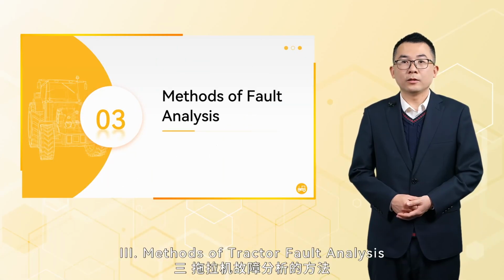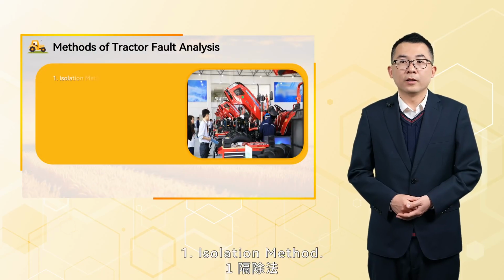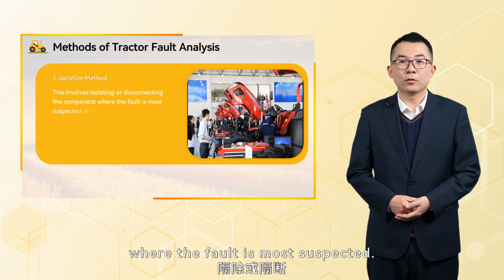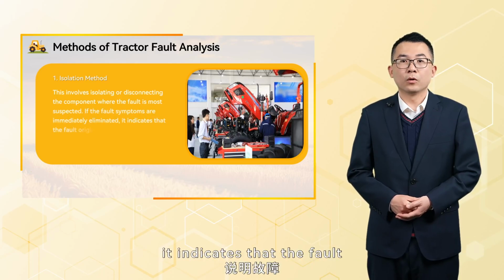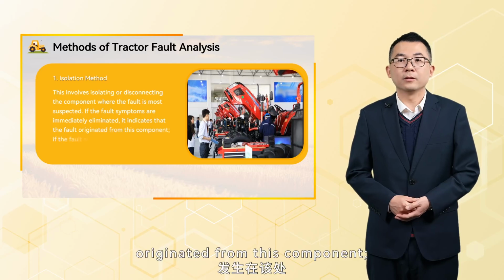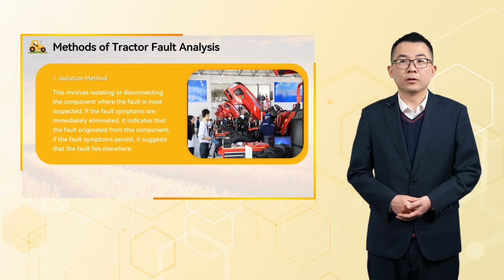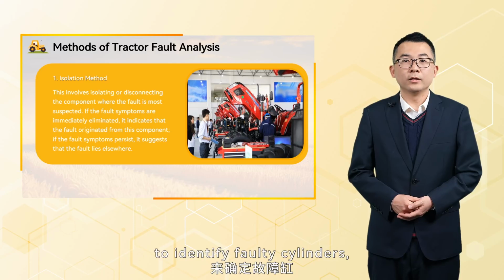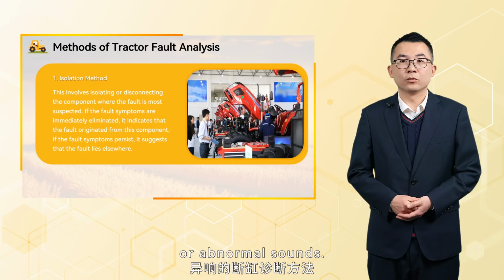3. Methods of tractor fault analysis. 1. Isolation method. This involves isolating or disconnecting the component where the fault is most suspected. If the fault symptoms are immediately eliminated, it indicates that the fault originated from this component. If the fault symptoms persist, it suggests that the fault lies elsewhere. Common methods include cylinder cutout diagnostics to identify faulty cylinders, such as the method for diagnosing black smoke or abnormal sounds.